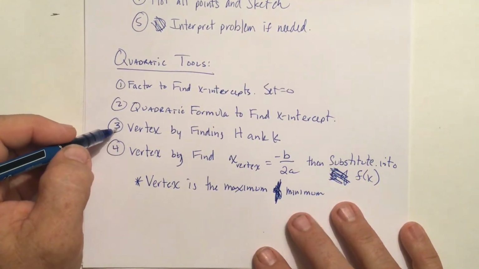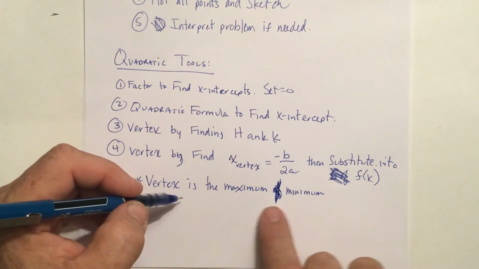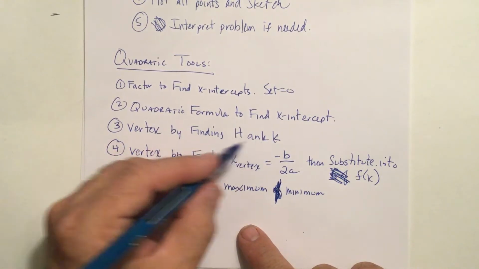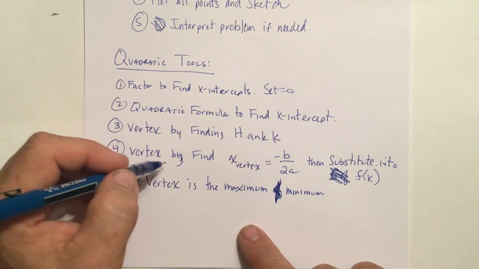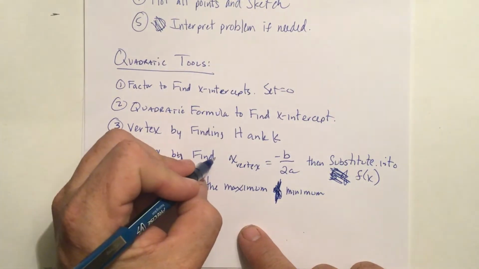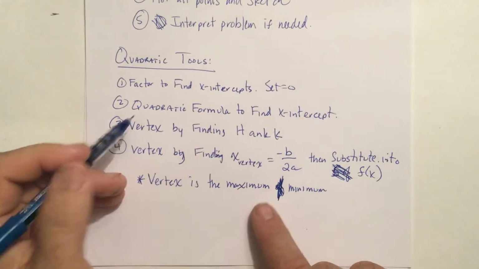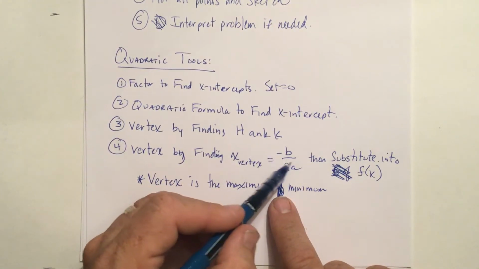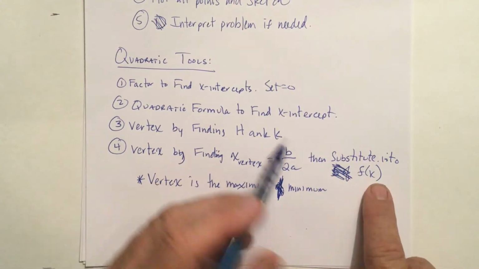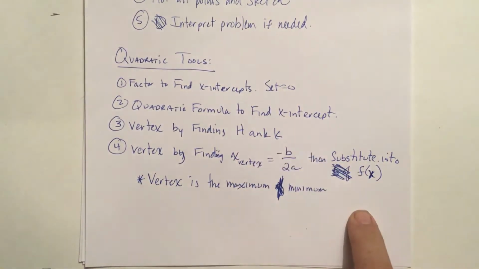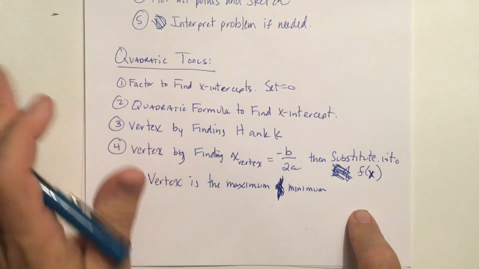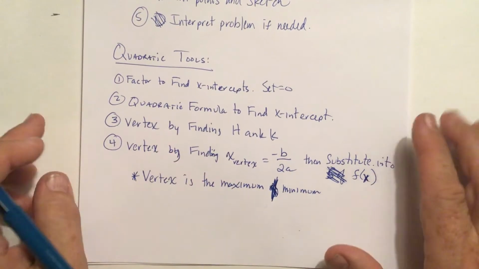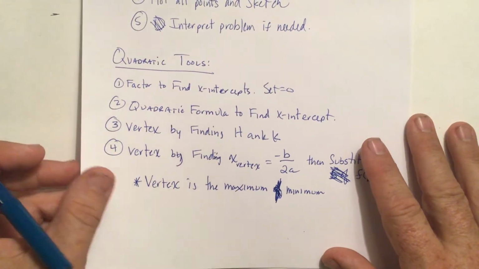You have find the vertex, which is your maximum or your minimum, by finding h and k using what we did yesterday, or you can find the vertex by finding x of the vertex, and then you do that by making sure it's in standard form and doing negative b over 2a, and then you take that answer and plug it into f of x. So these are all different ways that you guys can solve some of these problems. I don't care which way you choose. Just make sure we get good at something and that you're comfortable with it.